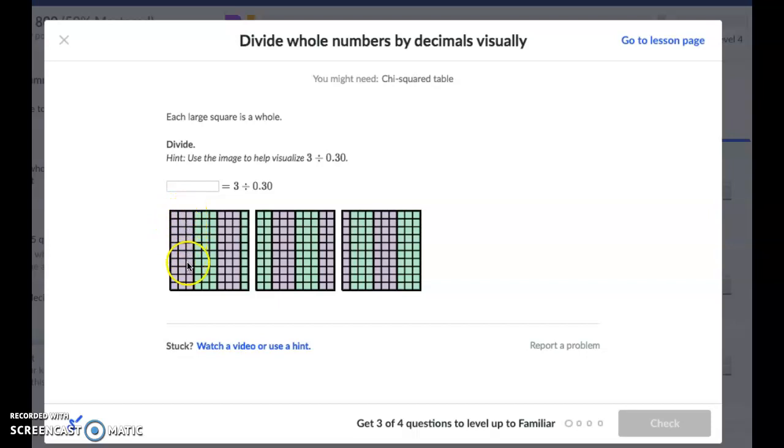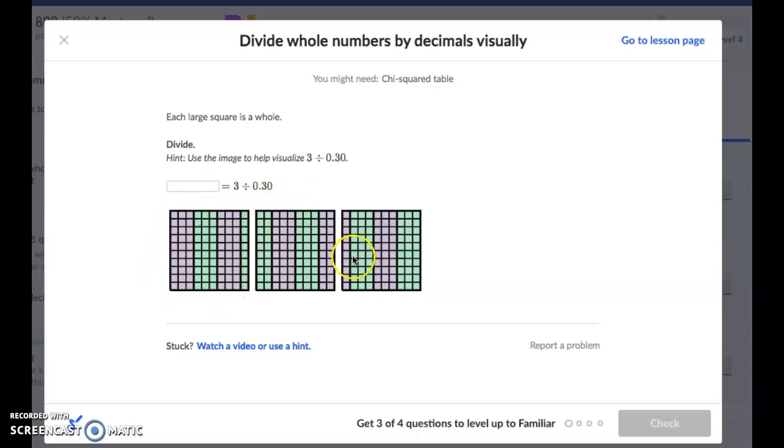So this purple bar is a section of 30 hundredths. This green one is 30 hundredths. This purple one is 30 hundredths. This green combined with this green is 30 hundredths.